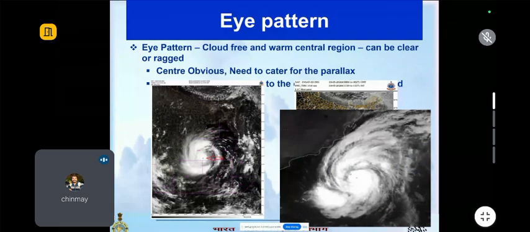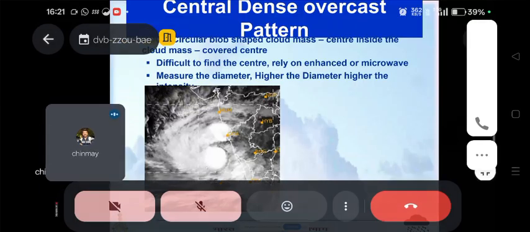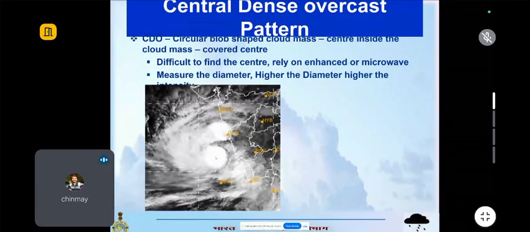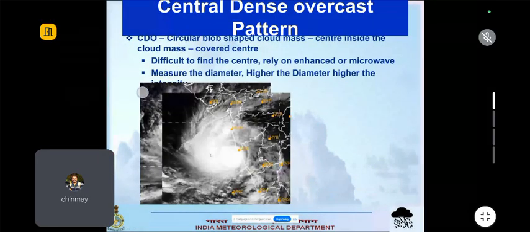Now this is what we call the eye pattern. Now what if this dark spot disappears? It also gets covered with clouds. How will the image look like? It will look something like this. There is a circular cloud mass, and there is no dark spot or cloud free region at the middle of this particular cloud mass.